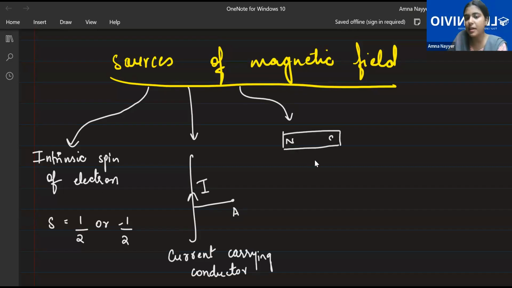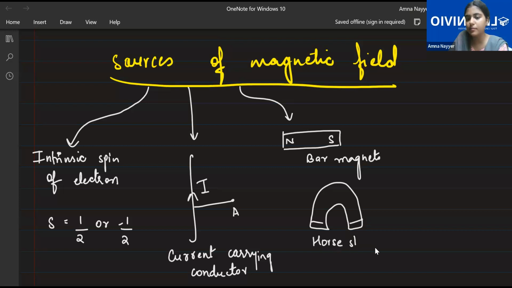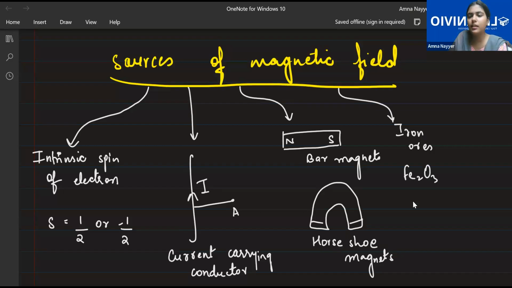There are magnets in this shape known as the bar magnets. Some magnets are in this shape. These are the two common magnets which you will find in your labs also. This is the horseshoe magnet. So actual magnets produce magnetic field. Then you have the iron ores present: Fe2O3, FeO, all these different variable states of Fe, iron.